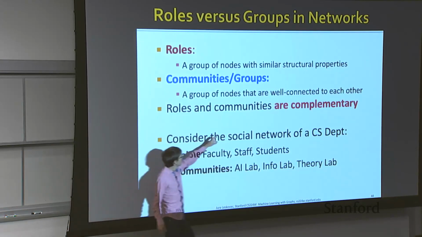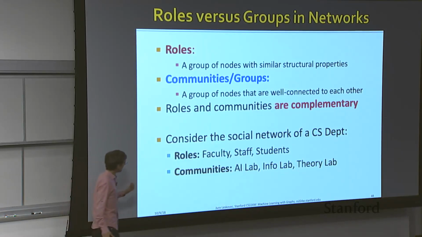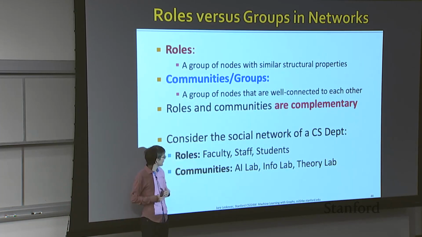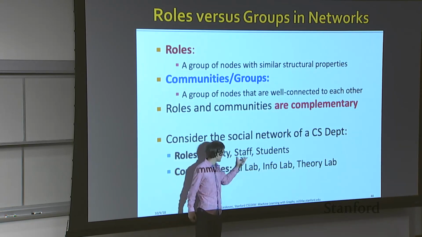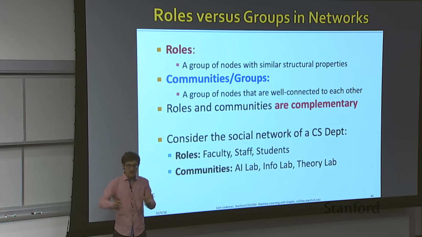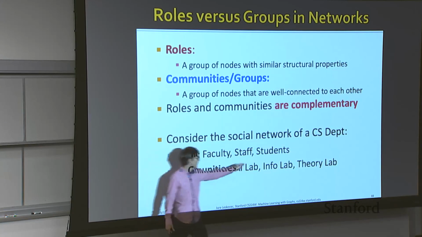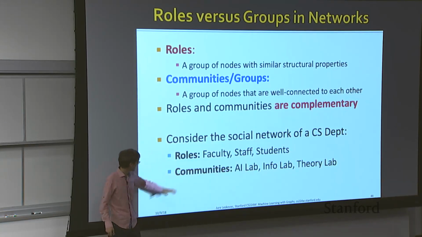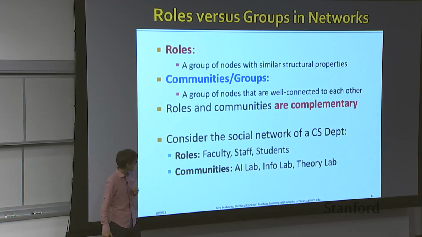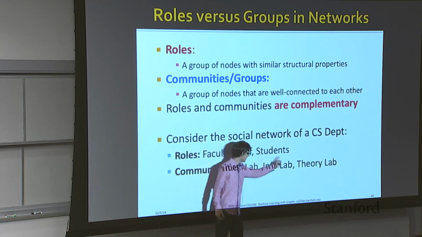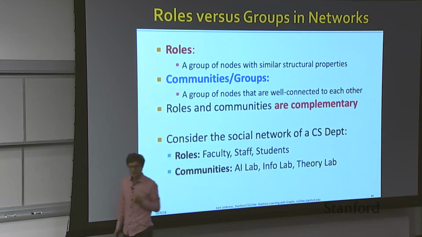Today I'll talk about roles. In future lectures, we will talk about communities. If you think about, let's say, a social network of the Stanford Computer Science Department, then structural roles could be faculty, staff, students, right? Staff, an admin, has a very certain structure of their social network. Faculty have a certain structure of their social network. Students have a typical structure of the social network. But communities or groups inside the computer science department could be the AI lab group, the info lab group, the theory lab group, that is composed of people with different roles.